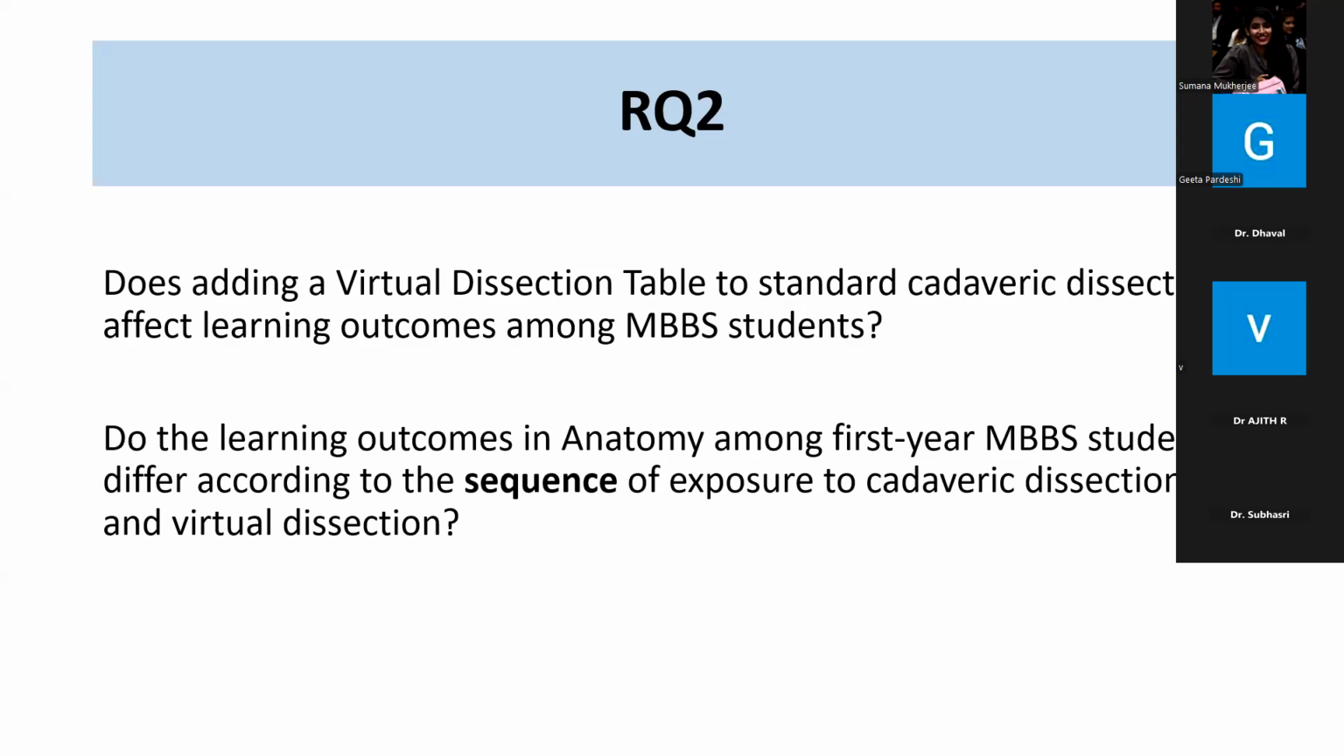So as the demand or interest of the stakeholder changes, your research question changes. The second alternative research question was, do the learning outcomes in the anatomy department among first year MBBS students differ according to the sequence of exposure of cadaveric dissection and virtual dissection? Can anyone explain to me what I'm trying to say here?